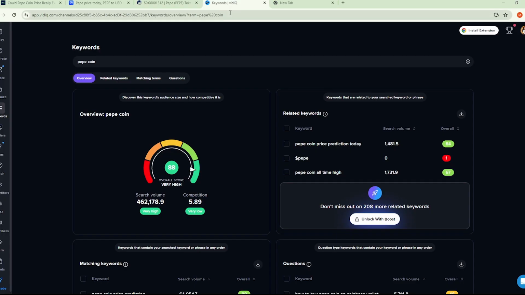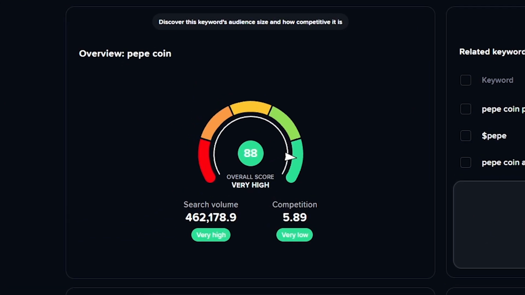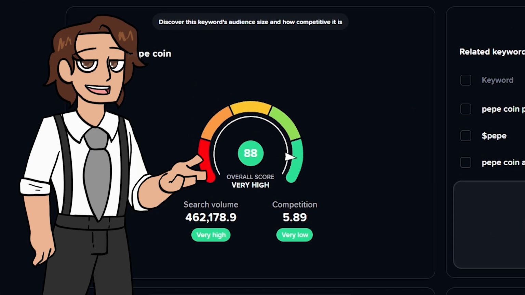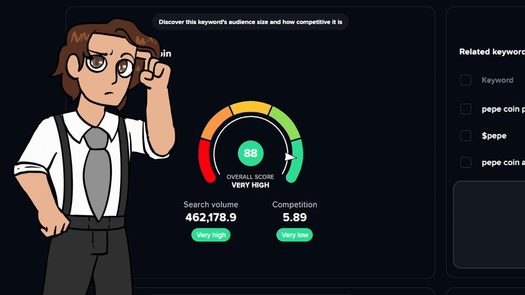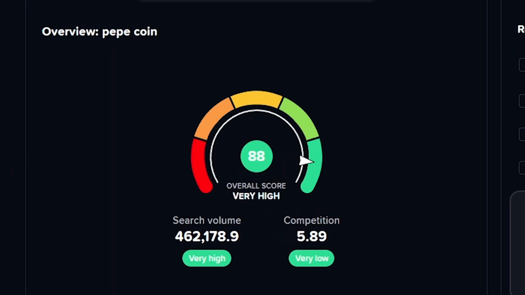Another thing that I really like to talk about on my live streams is this. This is vidIQ.com. vidIQ is a search engine optimization tool for YouTubers. So these keywords are going to be for YouTube specifically. Keep that in mind. Right here, you can see that I've typed in pepecoin, and it's giving me a bit of a score here of 88. Now, we're going to ignore this number, and we're definitely going to ignore the competition number, but what we are going to focus on right now is the search volume.